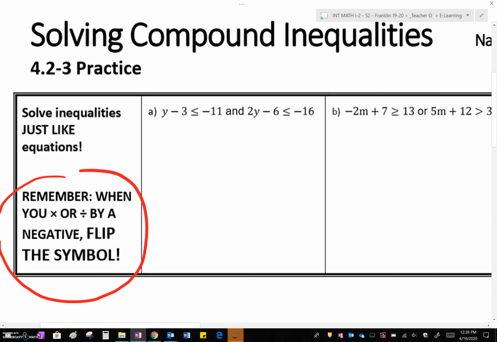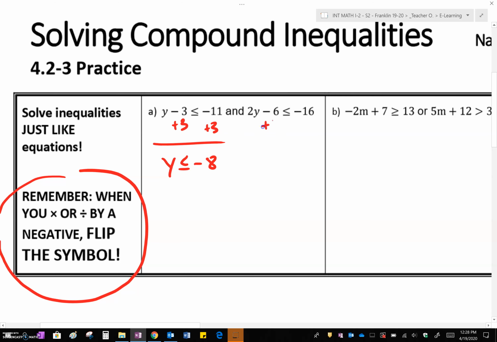It says y minus 3 is less than or equal to negative 11, and 2y minus 6 less than or equal to negative 16. So you see we have two different inequalities. So for now you can just think of them as separate inequalities and solve them separately. So the first one, we're just going to add 3 to both sides. And we get y is less than or equal to negative 8. Okay, so that's our first one.